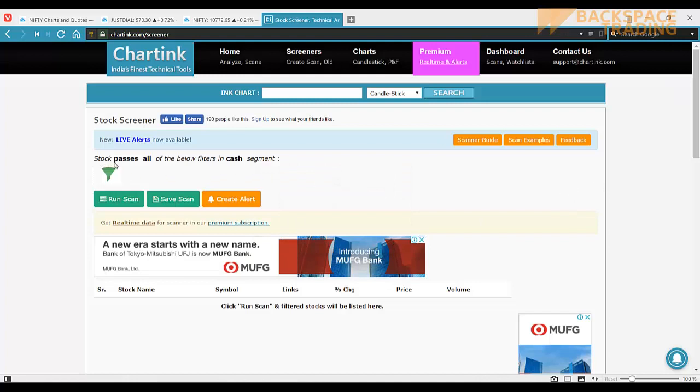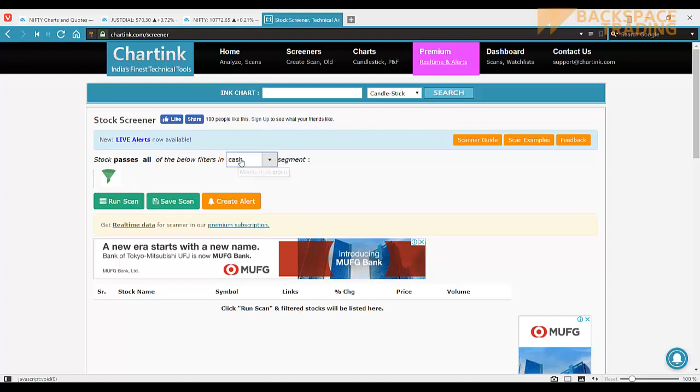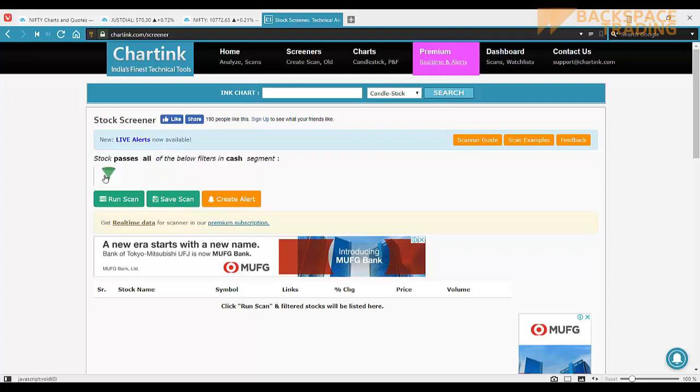So, stock passes all of the below filters in cash segment. Those who are looking to trade in futures or options, you may switch to futures over here. It's up to you, but still I would recommend choosing cash or Nifty 200. Future price is a bit of a derived price from the real cash price, right? So go for either cash or Nifty 200. For this example I'm going to choose cash segment. This will have passes or fails. I am choosing passes, and any or all, I am choosing all. Clicking the green funnel.